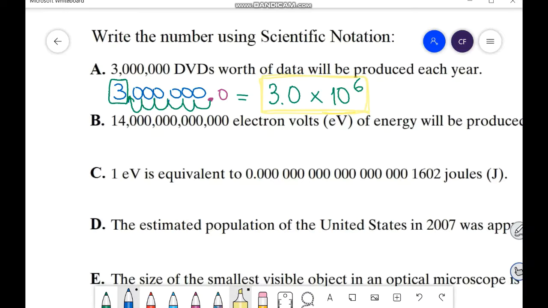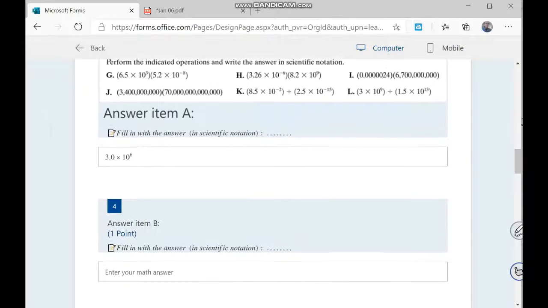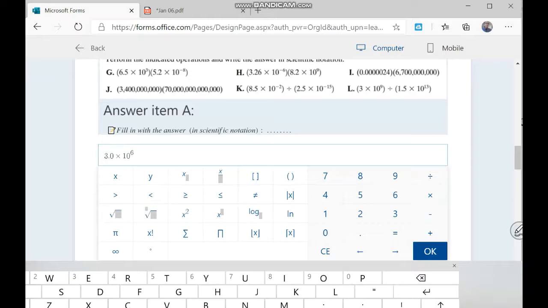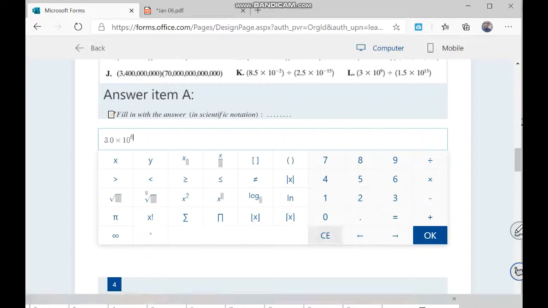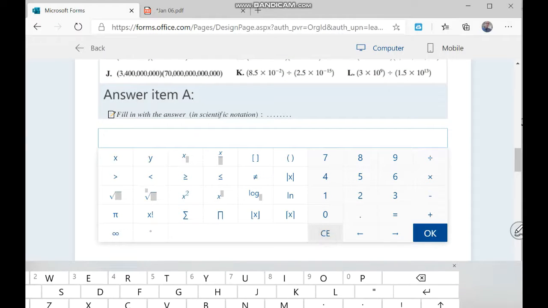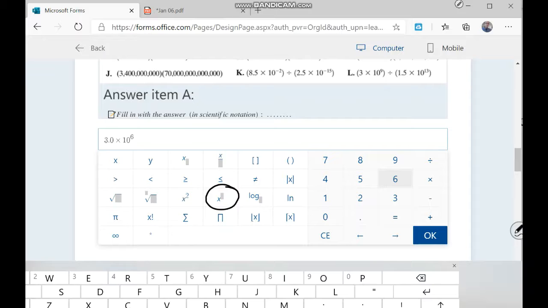When you are writing this on Forms, just don't forget to represent the exponents. Let me work this again here. Type 3.0. Don't forget 3.0. Type the multiplication sign, times 10. And don't forget the exponent, okay? Type exponent 6. This is how you will answer on Forms. Don't forget the exponents.